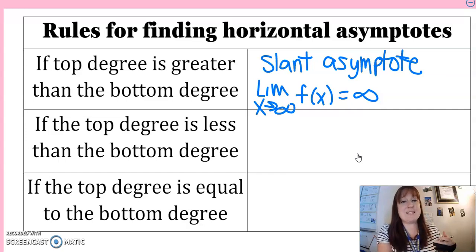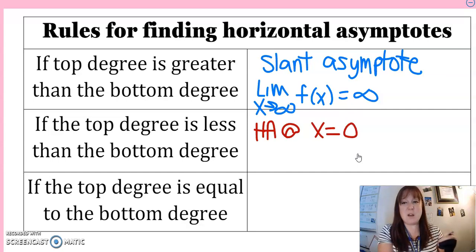If the top degree is less than the bottom degree, like that second example, then we have a horizontal asymptote. Sorry, if the top degree is less than the bottom degree, yes. So if the bottom degree is greater, it's growing faster, right? And what are we going to do? We're going to have a horizontal asymptote at y equals 0 because the bottom is growing so fast that eventually you just get 1 divided by a huge number, which is 0.